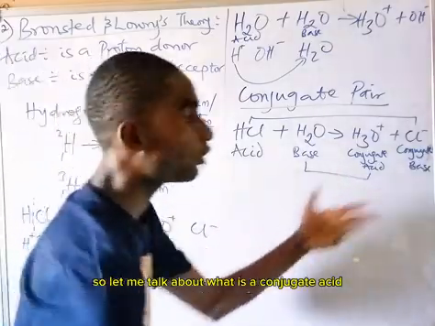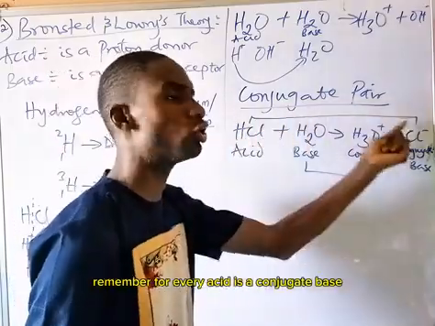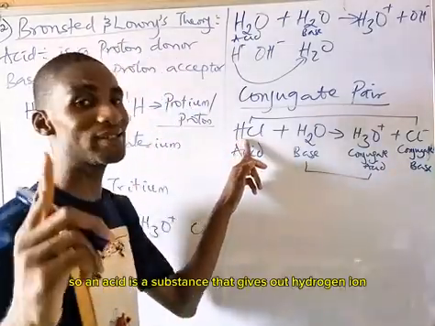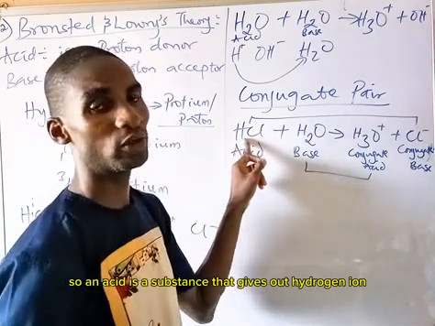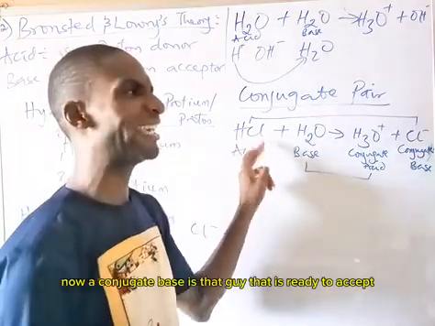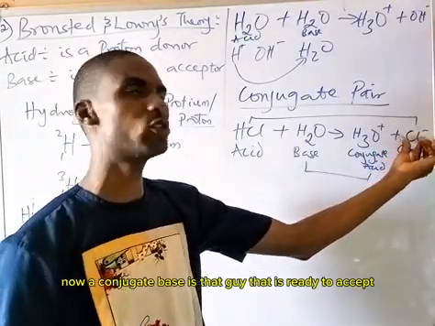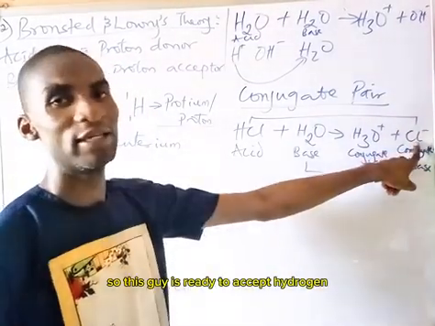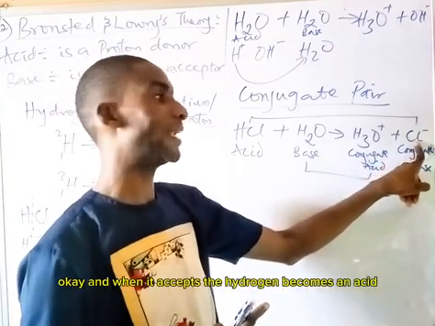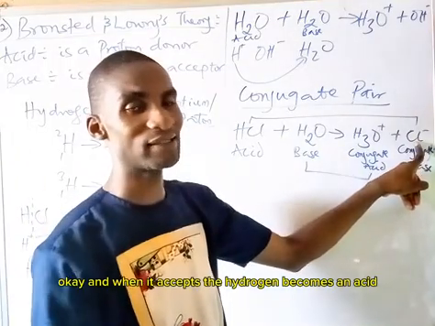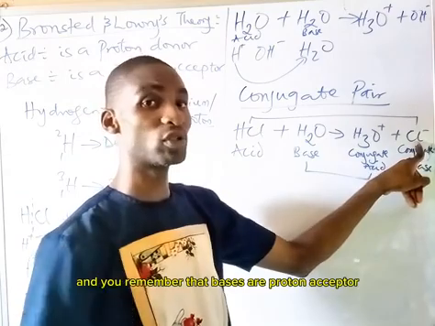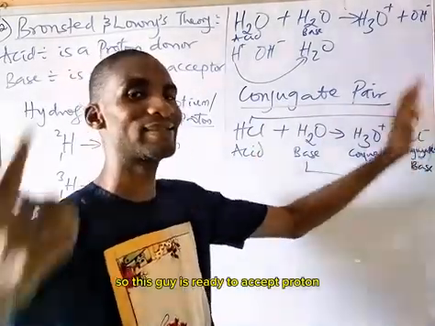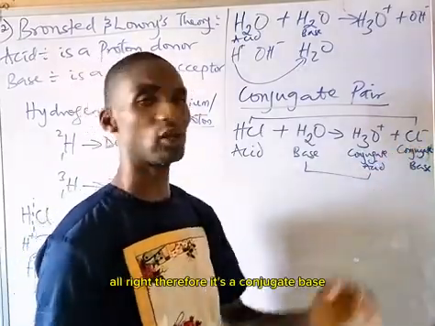So let me talk about what is a conjugate acid. Remember, for every acid there's a conjugate base, not a conjugate acid. An acid is a substance that gives out hydrogen ion or gives out proton. Now a conjugate base is that guy that is ready to accept a proton to become an acid. So this guy is ready to accept hydrogen, okay? And when it accepts the hydrogen, it becomes an acid. And you remember that bases are proton acceptor, all right? While acids are proton donor. So this guy is ready to accept proton, all right? Therefore, it's a conjugate base.